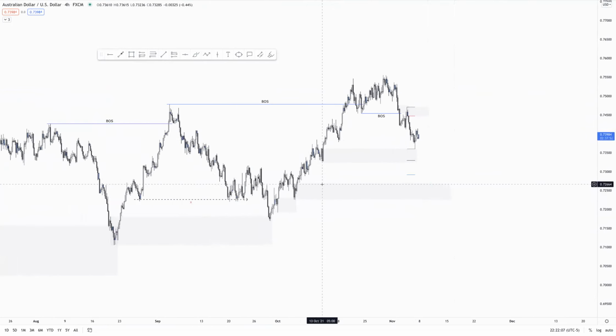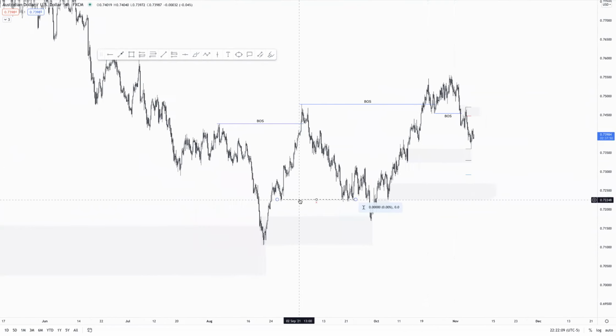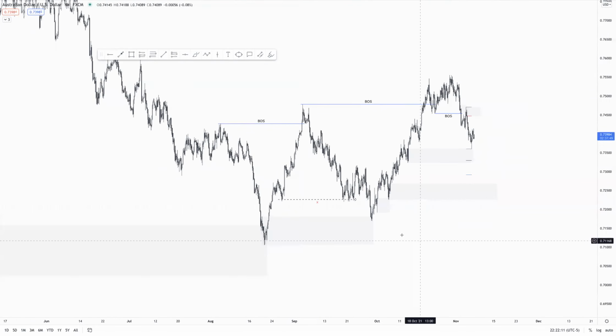Now you can see we had a really nice wave play, actually. I did think that this would dig a bit lower, but it ended up not, which is okay. So we had this BOS, and we had a really nice pullback right into this sell to buy.